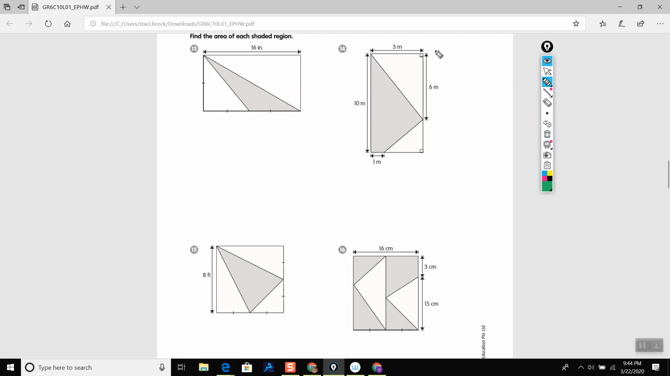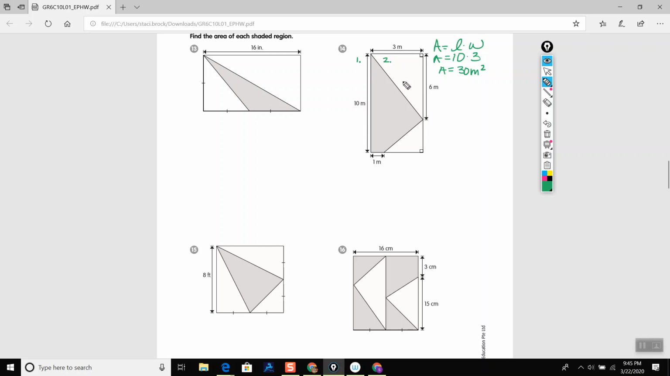Okay, so the area is the length multiplied by the width, and this is for the rectangle. We have a length of 10 and a width of 3. So area is equal to 30 meters squared. Okay, so that was step 1.